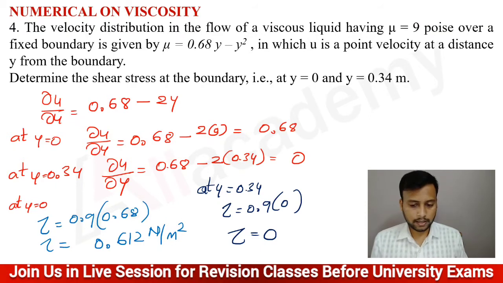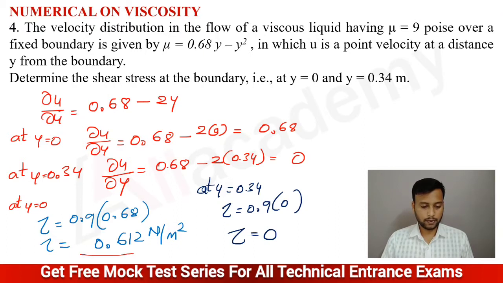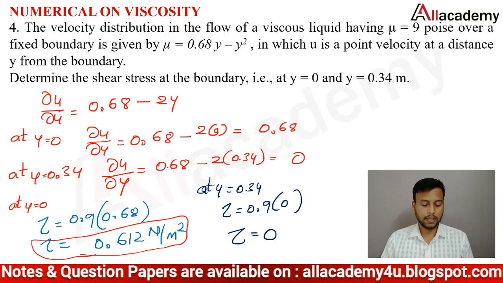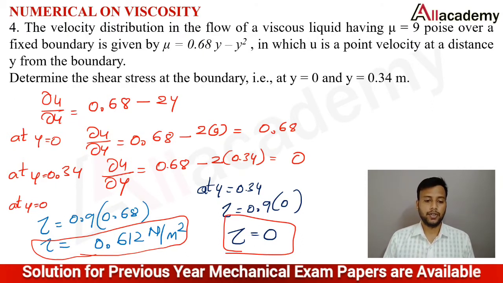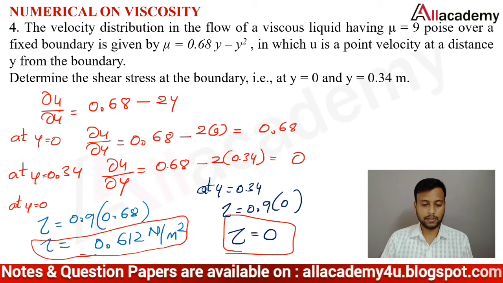So the final answers are these two. When y equals 0, we have the maximum shear stress. When y equals 0.34, we have less shear stress. So these are the answers. Now how will the marks be distributed? This question is asked for 6 marks, first for differentiating this one.